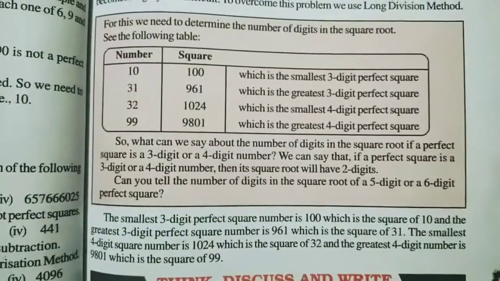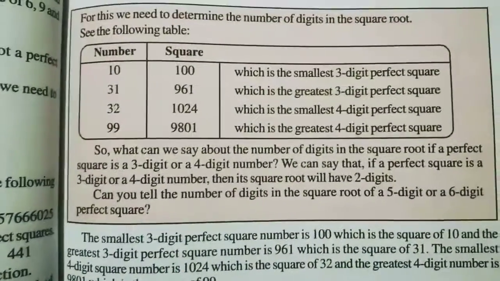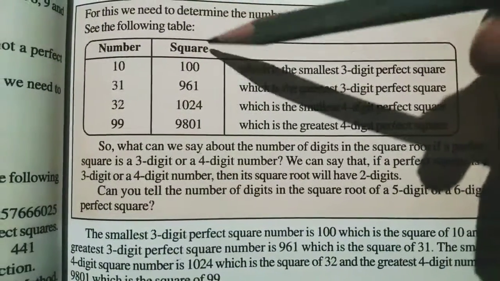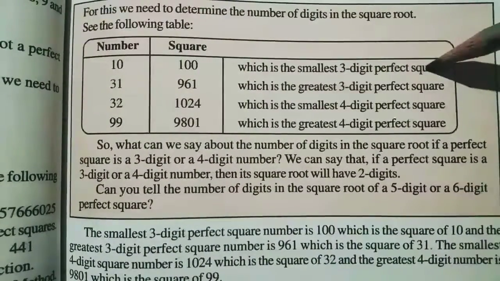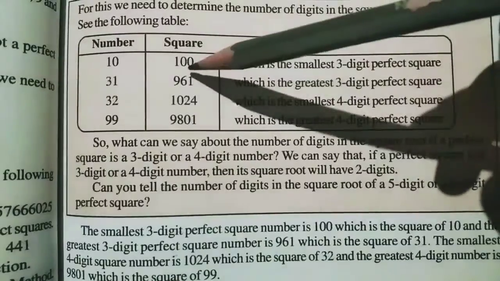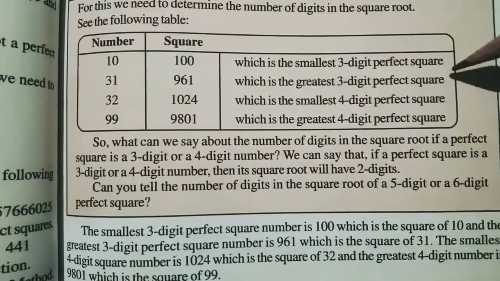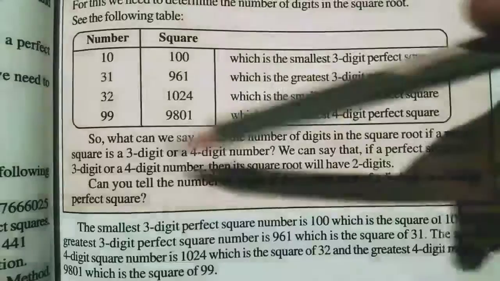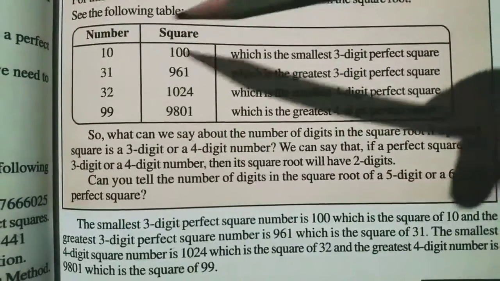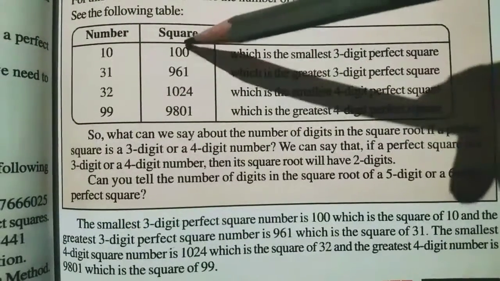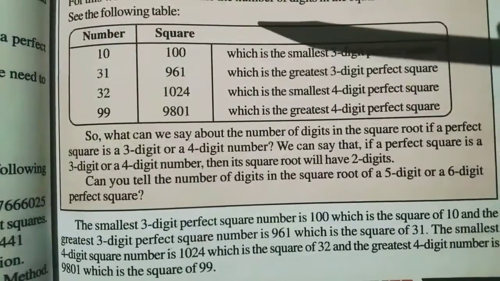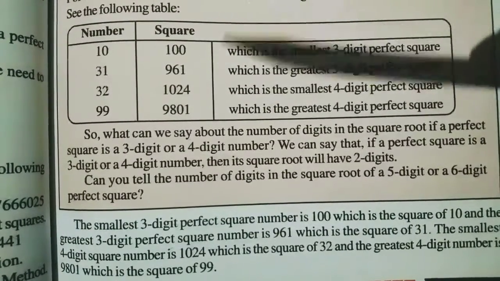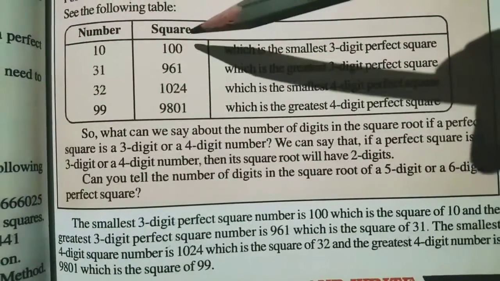But before that, one more thing is given here. Here you can see the number is 10 and the square is 100. That means 100 is the smallest 3 digit perfect square, and 961 is the greatest 3 digit perfect square. Why are they written? The explanation is given. Here you have to find out, if any square number is given, then what will be the digits of this square root number.